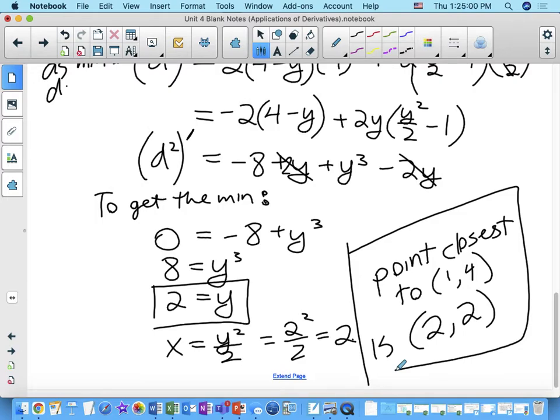And so we don't actually have to take the derivative of d. We can take the derivative of d squared if that's easier, because all that we care about is either finding an x-coordinate or a y-coordinate. And that x-coordinate and the y-coordinate is going to be the same, whether we're looking at the value of d or the value of d squared, if that makes sense. Yeah? Okay.